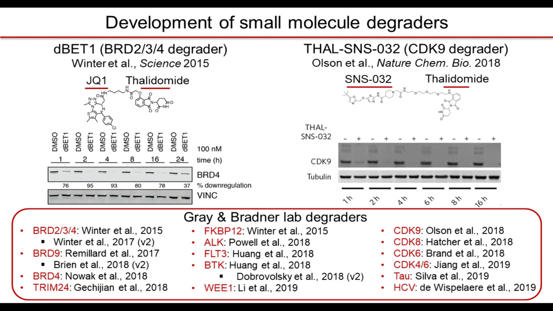So back in 2015, Jay Bradner's lab demonstrated that they could develop heterobifunctional small molecule degraders of the BET bromodomain family. What Georg Winter and Dennis Buckley, two very talented postdoctoral fellows that were previously in the Bradner lab, demonstrated was that they could take Jun Qi's famous molecule JQ1 that targets BRD2, 3, and 4 and conjugate it to thalidomide. As a result, by generating this molecule that they called dBET1, upon treatment of cells, they could very selectively and rapidly degrade BRD2, 3, and 4.